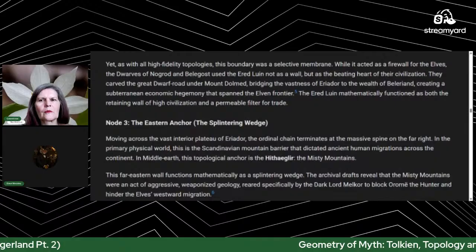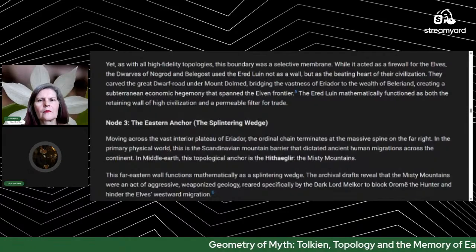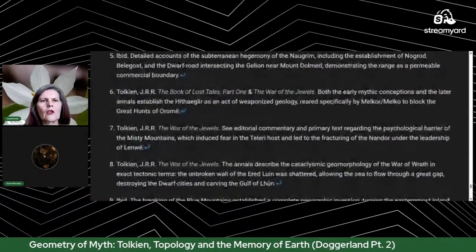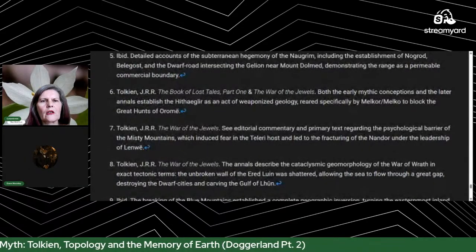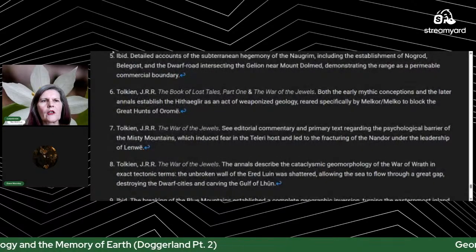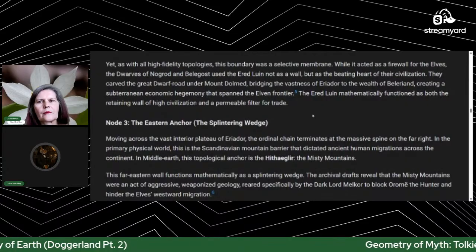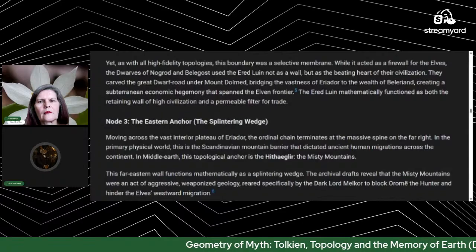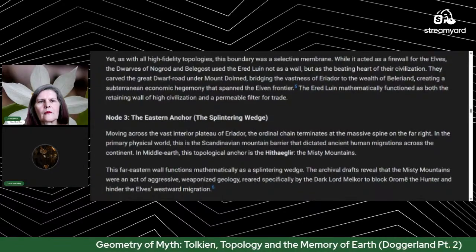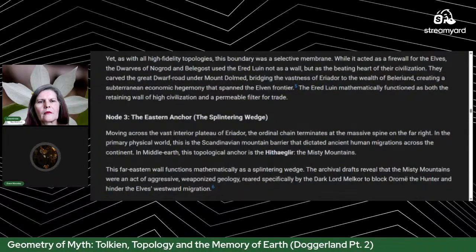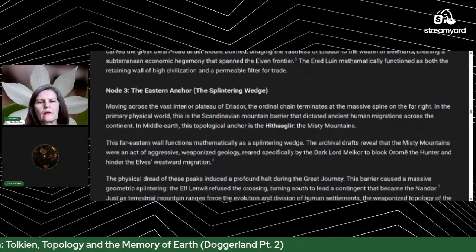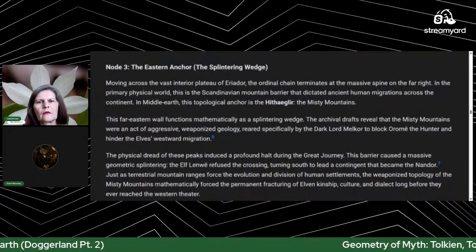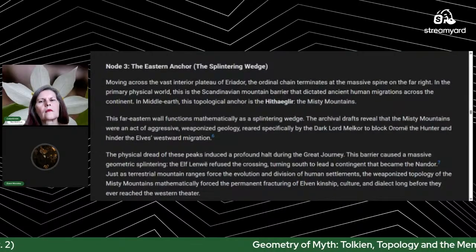And then node three, the eastern anchor, the splintering wedge. Moving across the vast interior plateau of Eriador, the ordinal chain terminates at the massive spine on the far right. In the primary physical world, this is a Scandinavian mountain barrier that dictated ancient human migrations across the continent. In Middle Earth, this topological anchor is the Hithoglyr, the Misty Mountains.